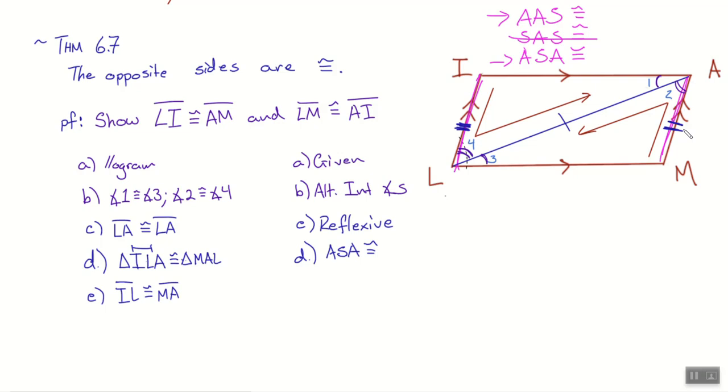Any other corresponding parts? AI and LM or ML, whichever order we go. And how did I know that that was true? Corresponding parts of congruent triangles are congruent, and look at that.